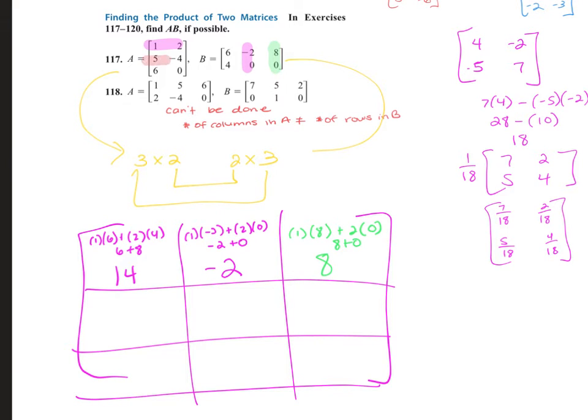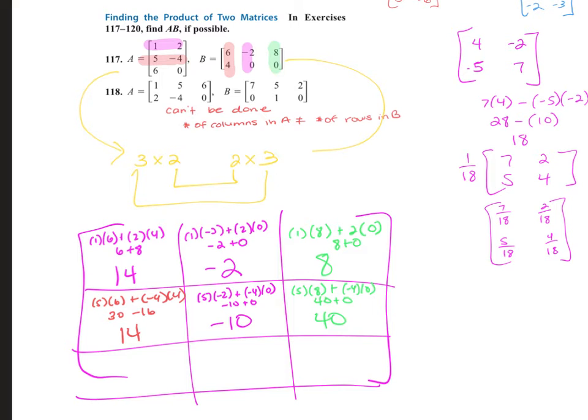Then we go row 2. Row 2, column 1 would be 5 times 6 plus negative 4 times 4. 30 minus 16, which is 14. Row 2, column 2, 5 times negative 2 plus negative 4 times 0. Negative 10 plus 0, negative 10. Row 2, column 3, 5 times 8 plus negative 4 times 0. 40 plus 0, 40.